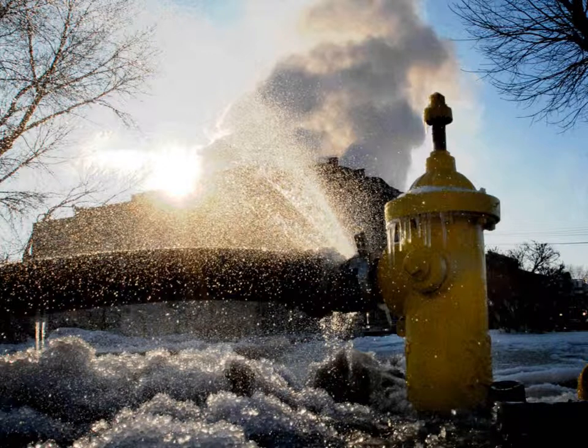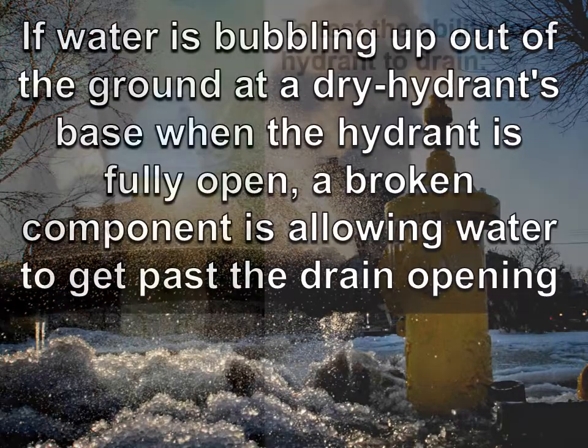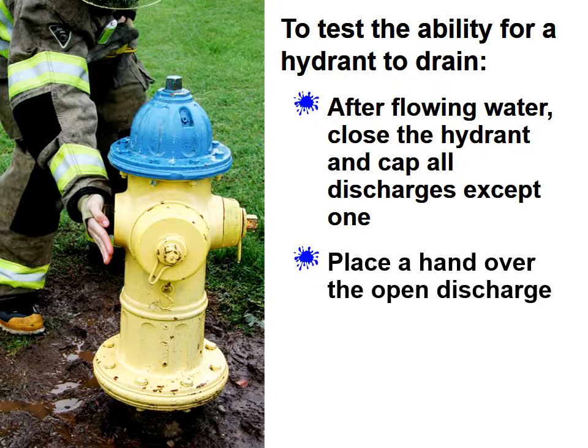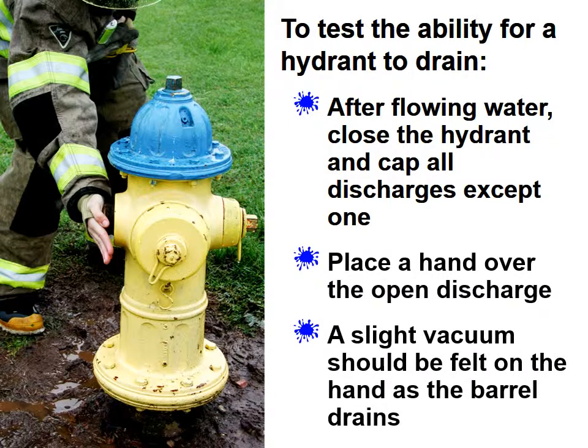If water is bubbling up out of the ground at a dry hydrant's base when the hydrant is fully open, a broken component in the hydrant barrel is allowing water to get past the drain opening. After use, test the ability of the hydrant to drain. After flowing water, close the hydrant and cap all discharges except for one. Place your hand over the open discharge and you should feel a slight vacuum as the water is draining out.